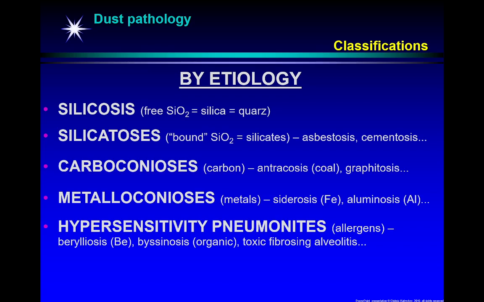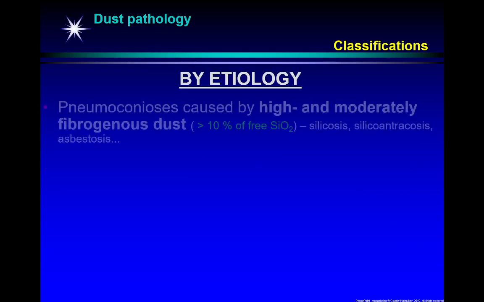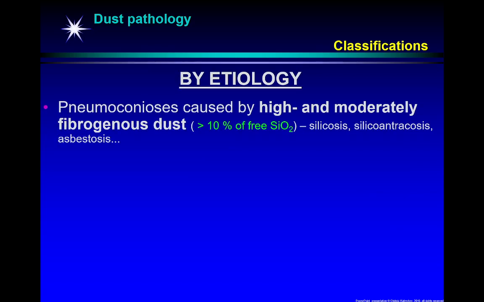Toxic fibrosing alveolitis and others. Five represents five groups, right? There are also other etiological approaches to pneumoconiosis, which might be divided into three groups. Pneumoconiosis caused by high and moderately fibrogenic dust. There is a kind of dust in which the portion of free silicon dioxide exceeds 10%, and this silicon dioxide is very fine dust particles.